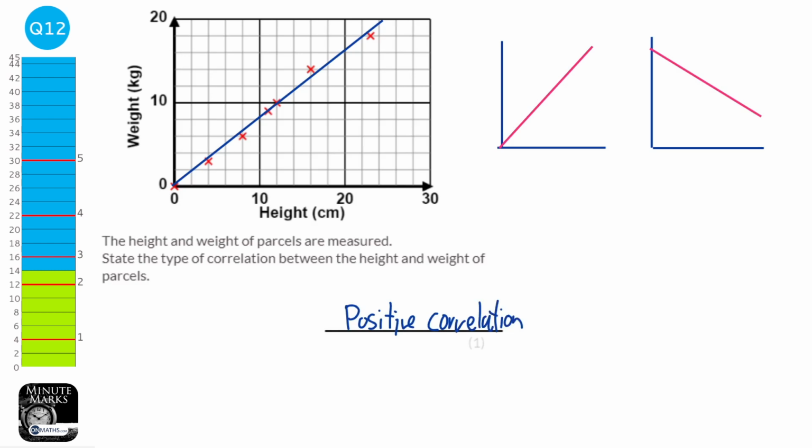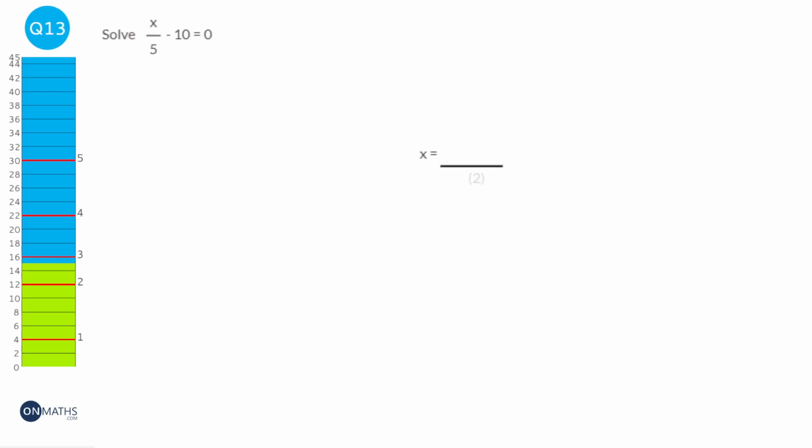If the data is all over the place, so it looks like something like this, where you've got the points everywhere, we say that's no correlation. I'm going to start by just copying out the question.